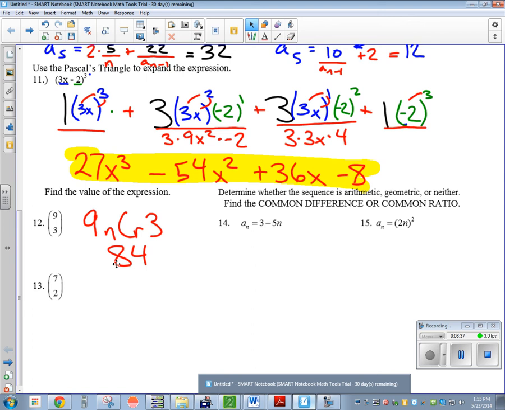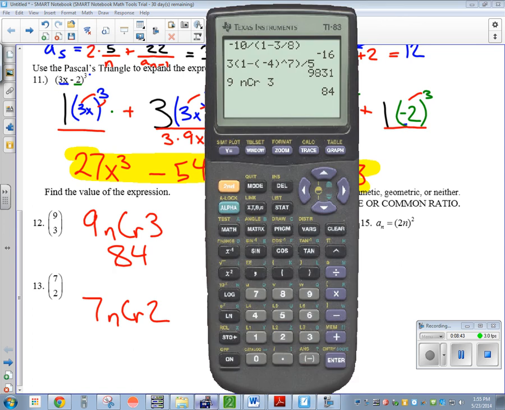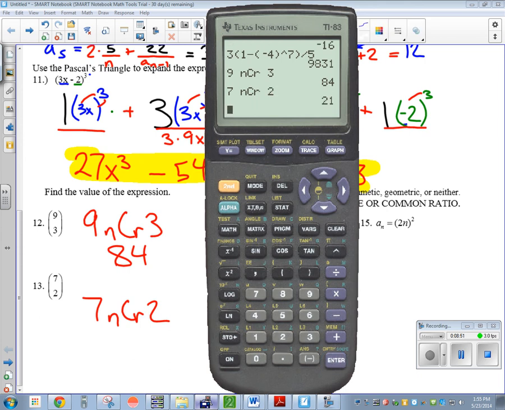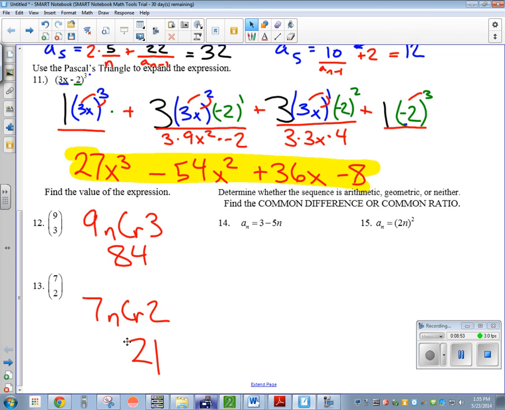Then I do it with the second problem. So this time I'm doing 7 NCR 2, choosing a combination. 7 NCR 2. That answer is 21. That easy. It's not tough.